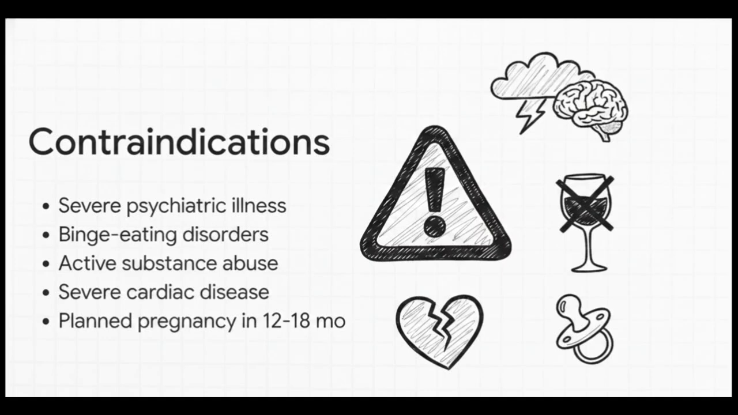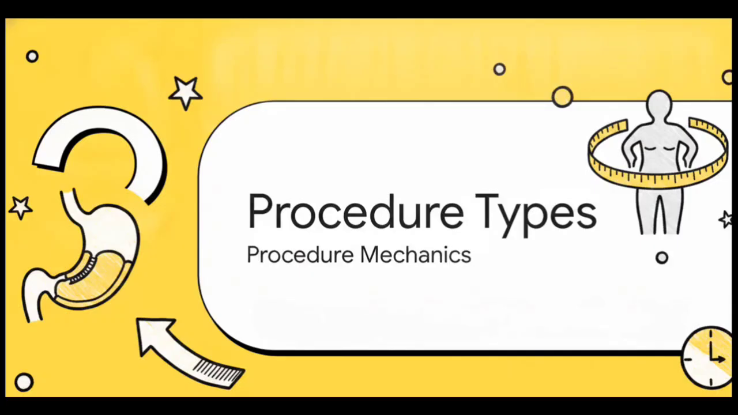Pay special attention to prohibitive operative risks, things like severe congestive heart failure or unstable angina. And this is a big one. Patients who are actively pregnant or planning to get pregnant within the next 12 to 18 months postoperatively are absolutely contraindicated for bariatric surgery.